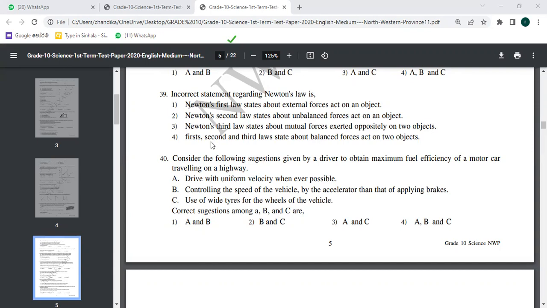Now there is something like this, okay? There may be two statements that are somewhat incorrect. In that case, the best answer is the most wrong answer. Best answer is the most wrong answer. So here, this is question number 39.